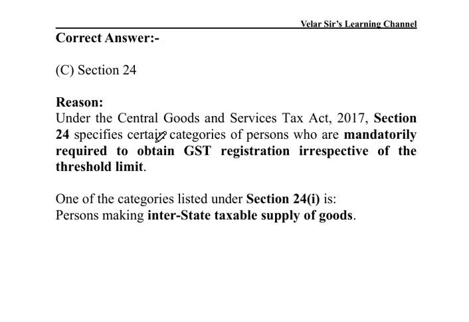The reason is under the Central Goods and Services Tax Act 2017, that is the CGST Act 2017, section 24 specifies certain categories of persons who are mandatorily required to obtain GST registration irrespective of the threshold limit. One of the categories listed under section 24 subsection 1 is a person making interstate taxable supply of goods. He has to compulsorily get registration under GST.